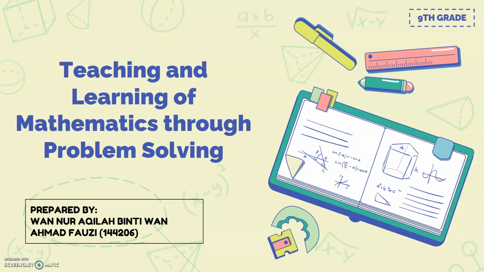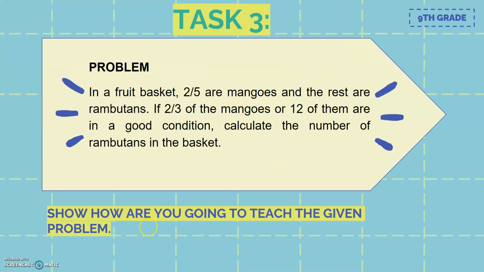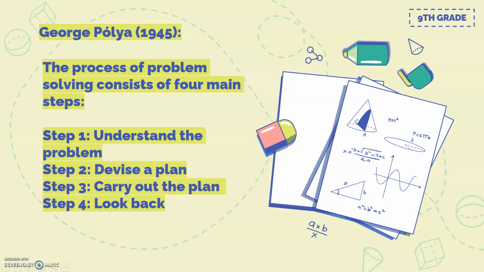Mathematics through problem solving. The task given by the doctor is to show how you are going to teach the given problem. The problem is: in a fruit basket, 2/5 are mangoes and the rest are rambutans. If 2/3 of the mangoes, or 12 of them, are in good condition, calculate the number of rambutans in the basket.